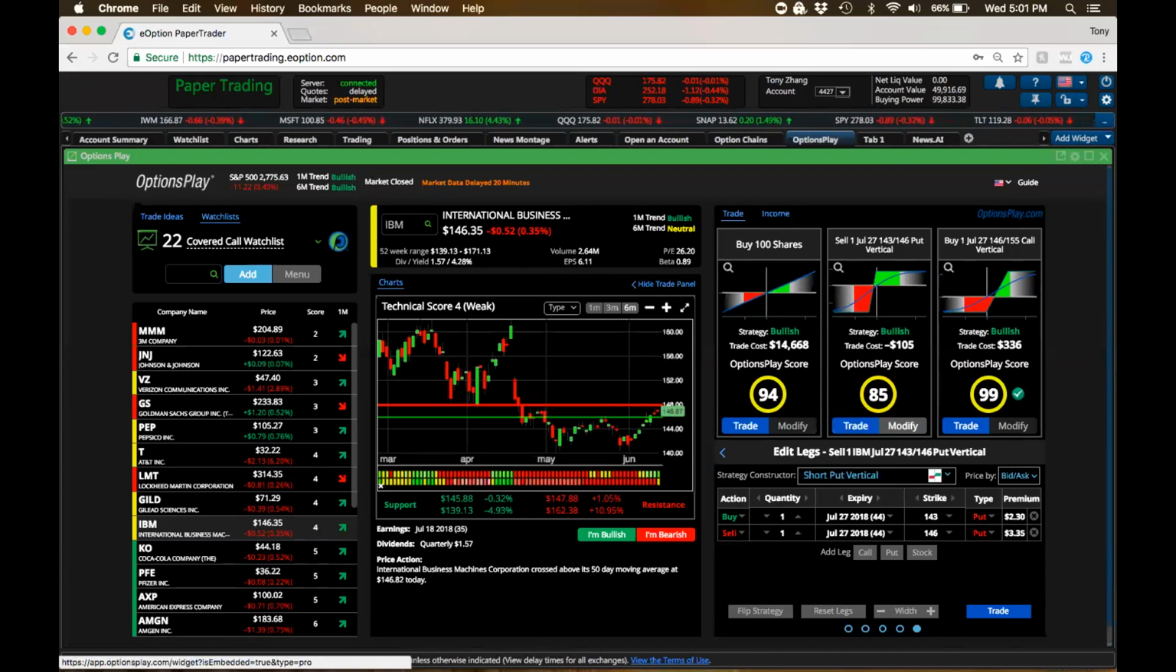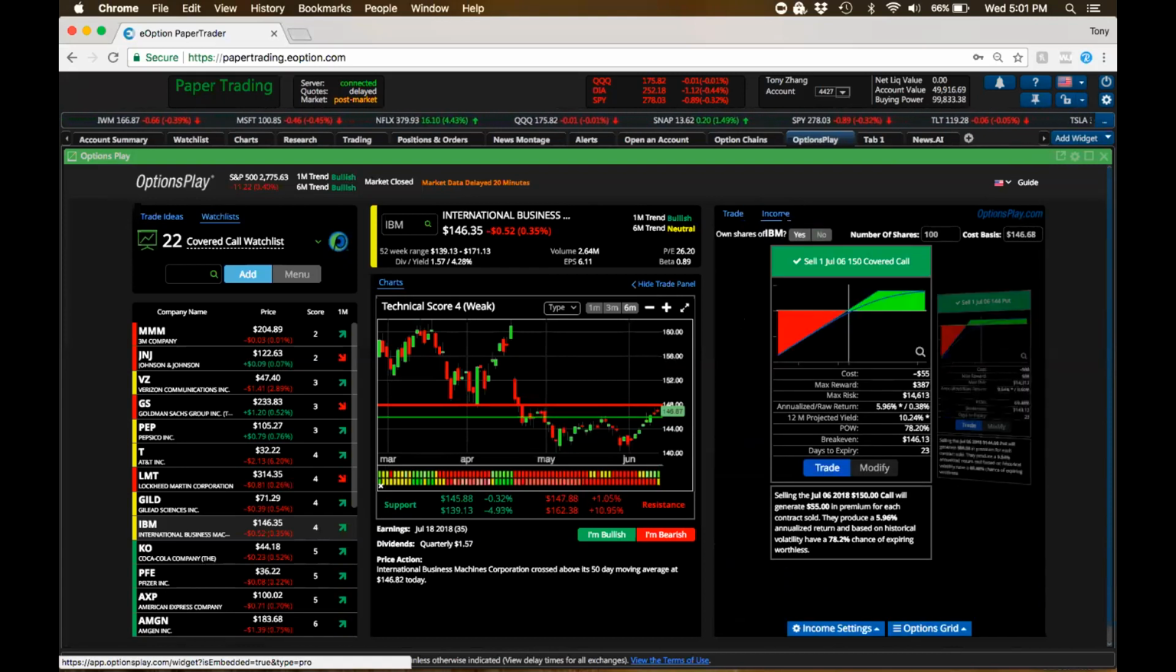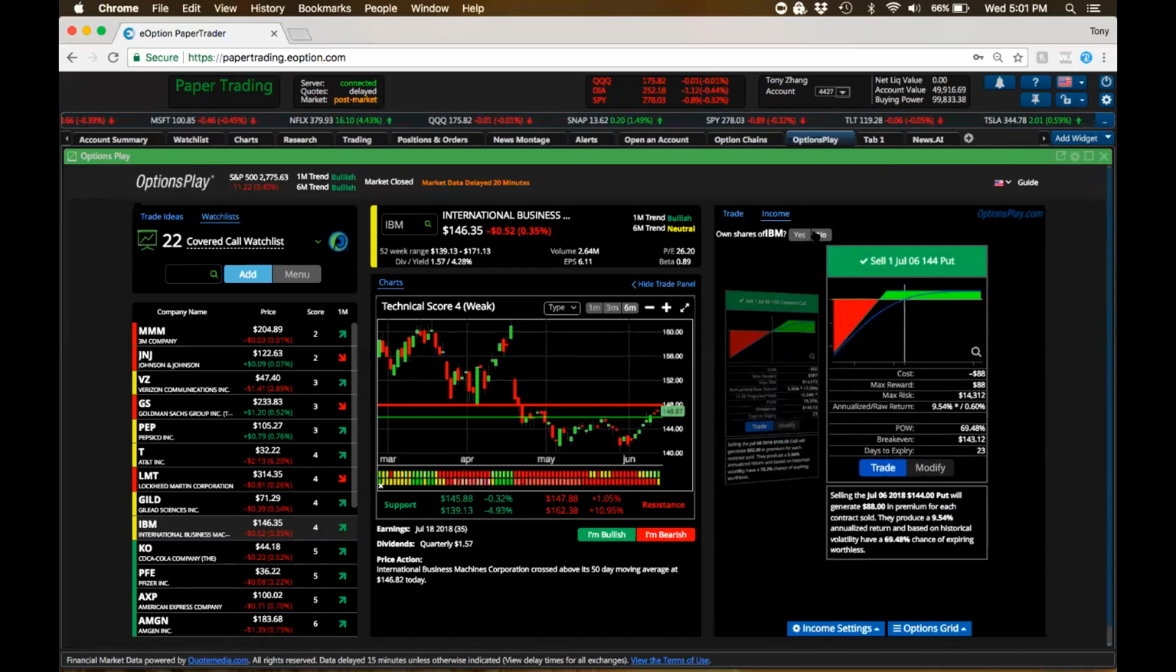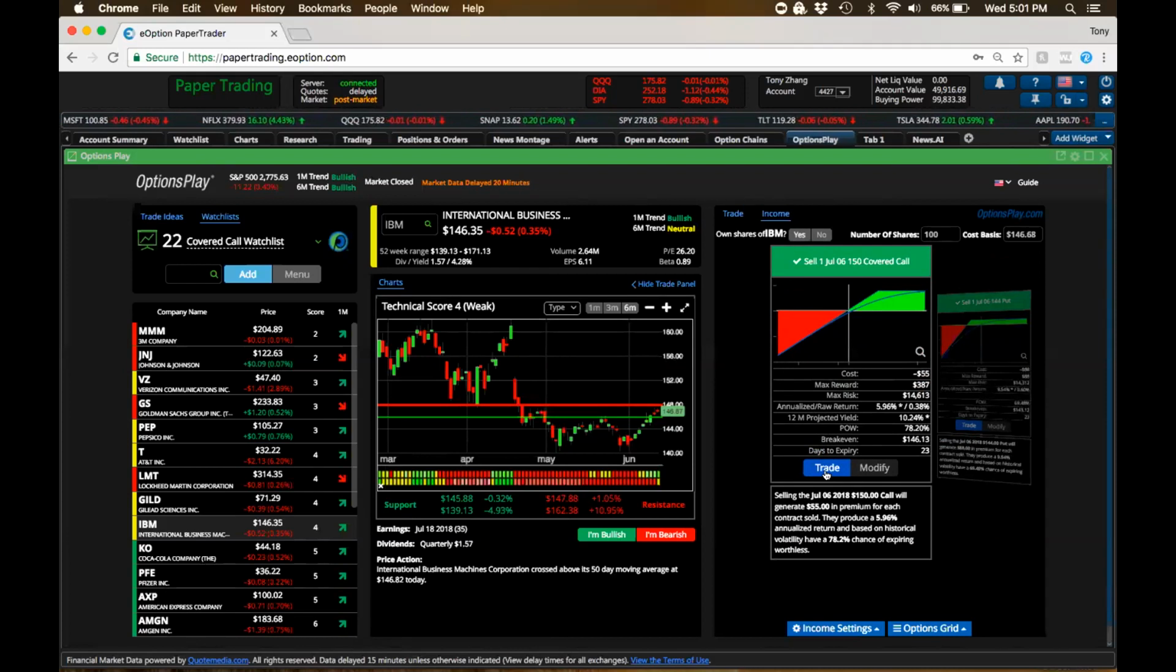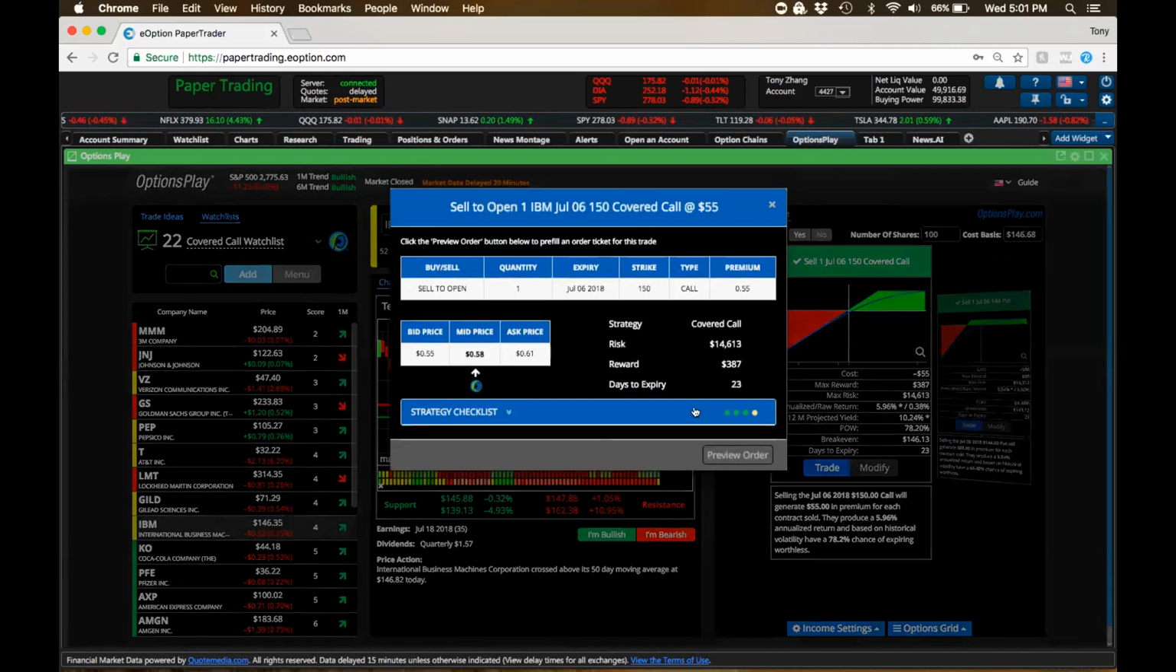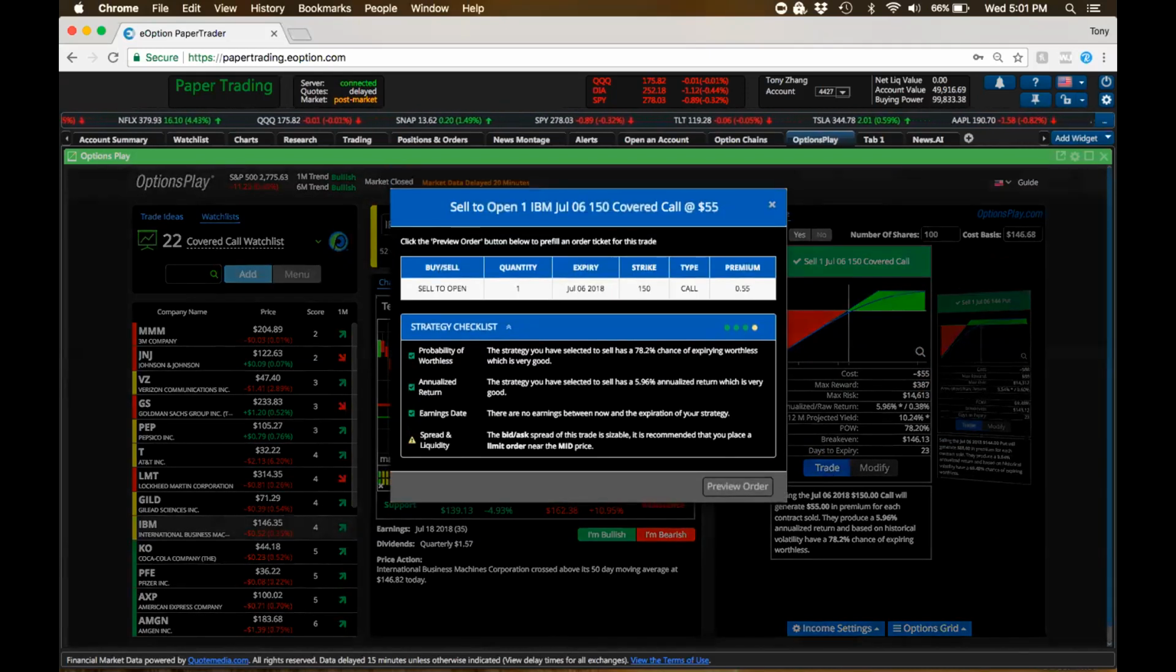And then for those of you that are looking to trade income, clicking on the Income tab, we'll always present to you the covered call or the short put opportunity for those of you that are looking to generate income. And then lastly, before you trade anything, clicking on the trade button and viewing the strategy checklist is really important for those of you that are brand new, because the strategy checklist checks for a few things that you might not be familiar with or know to check before you place your trade.